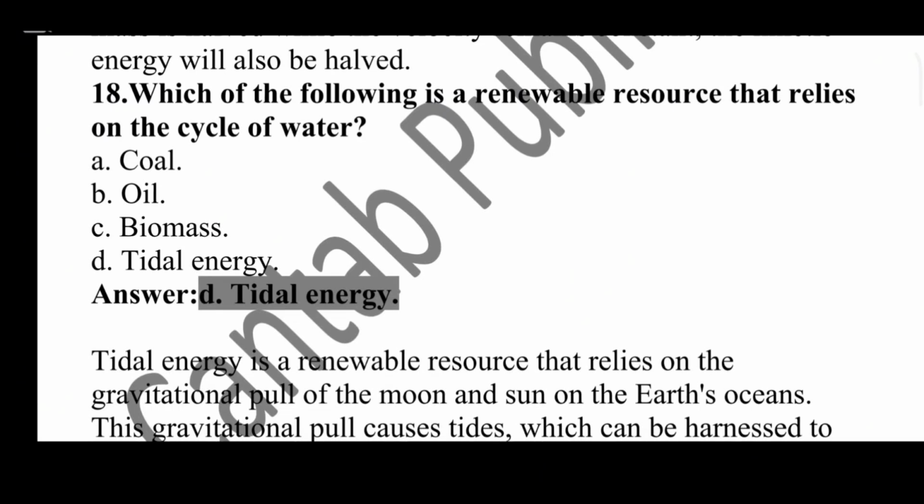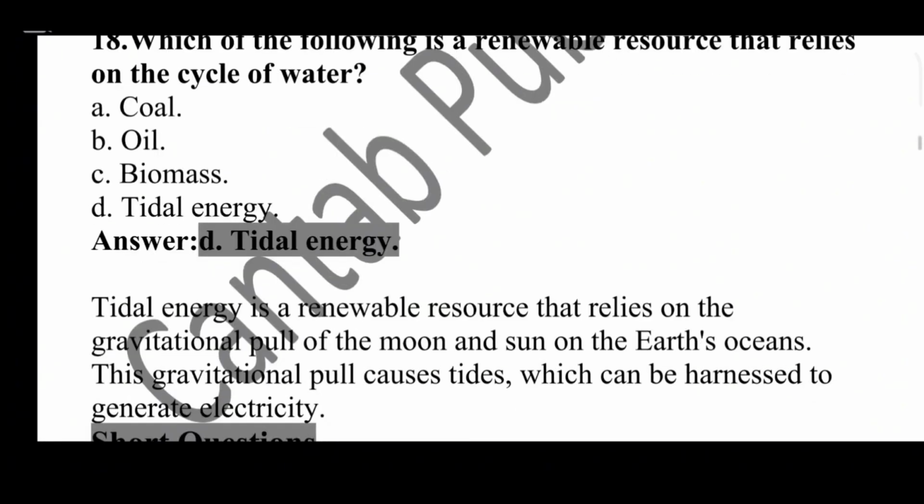Question number 18. Which of the following is a renewable resource that relies on the cycle of water? Option A coal, option B oil, option C biomass, option D tidal energy. So the correct option is D, tidal energy.